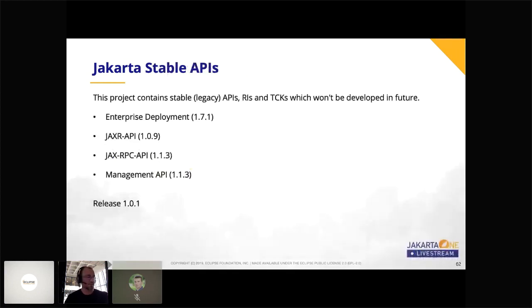Jakarta Stable APIs. This is a project encompassing stable legacy APIs and TCKs, which will not be developed further in the future. Some of these APIs include enterprise deployment, JAXR, which provides a single, easy-to-use abstraction API for accessing a variety of XML registries, Java APIs for XML-based remote procedure call, management API, and service release 1.0.1 is included as part of Jakarta EE 8.